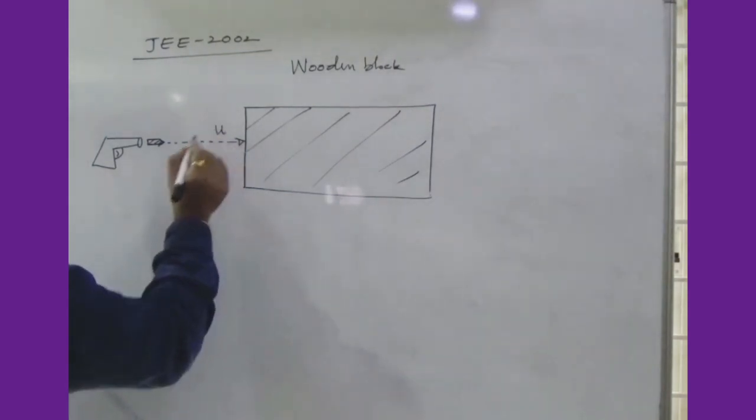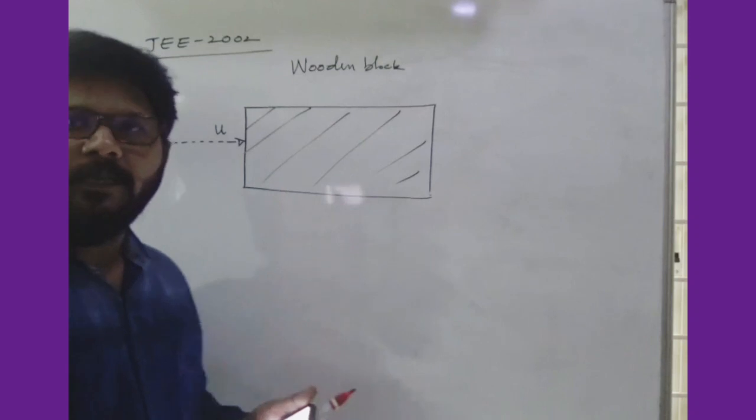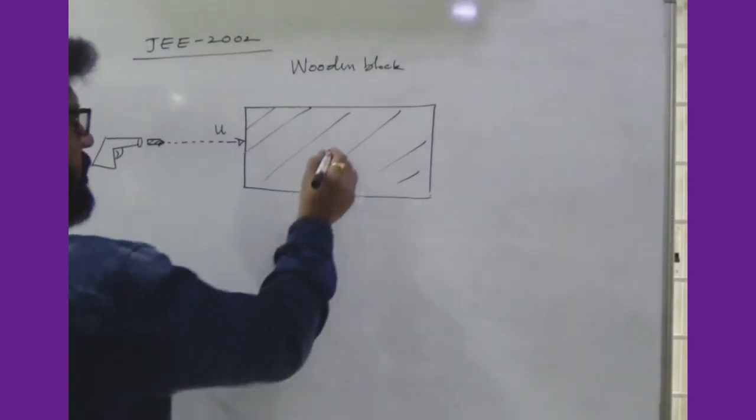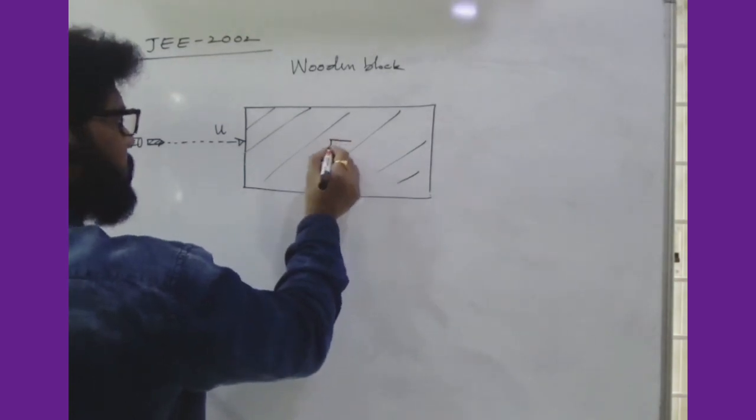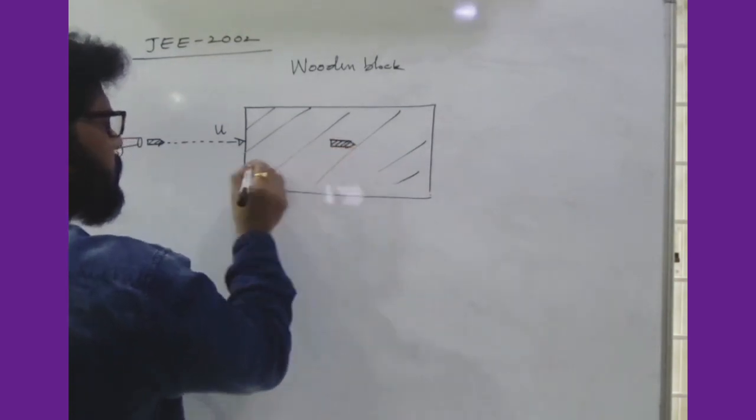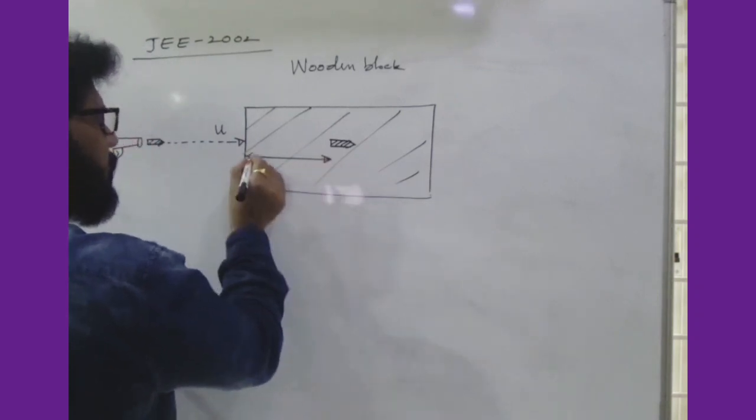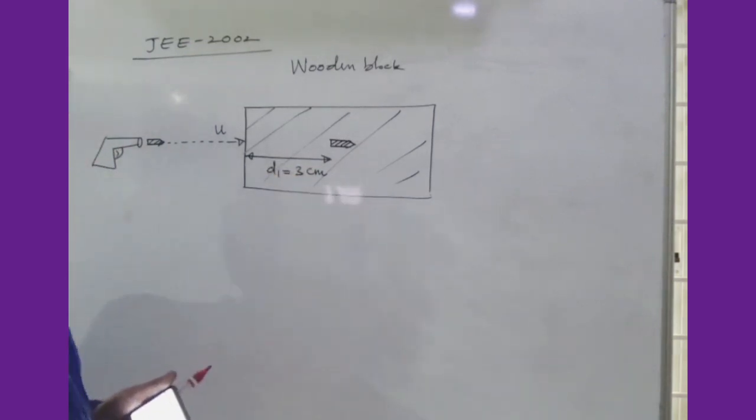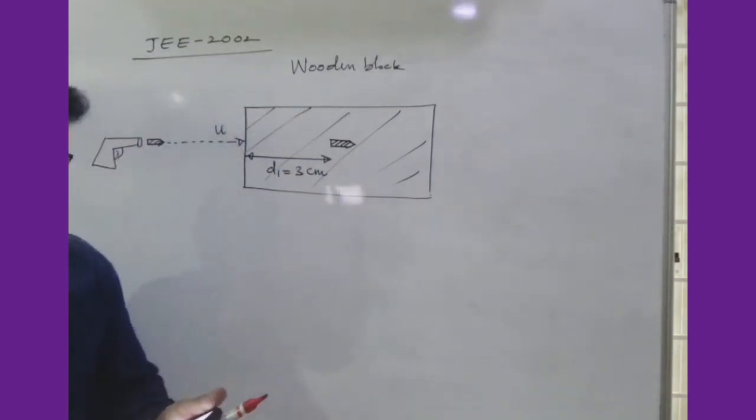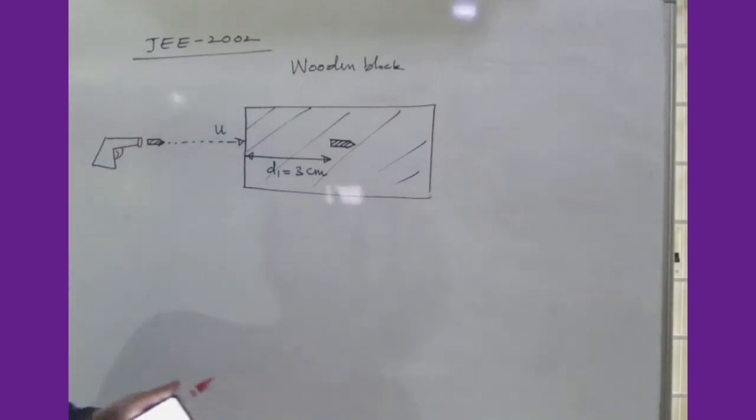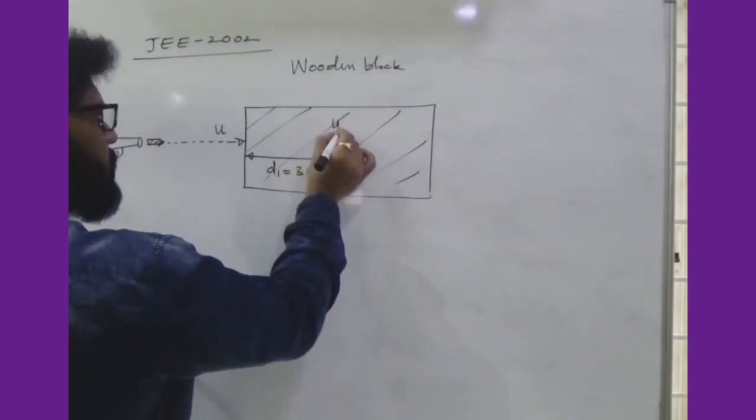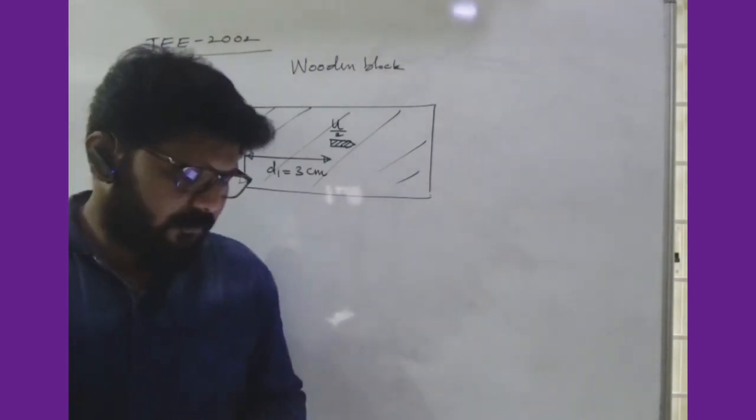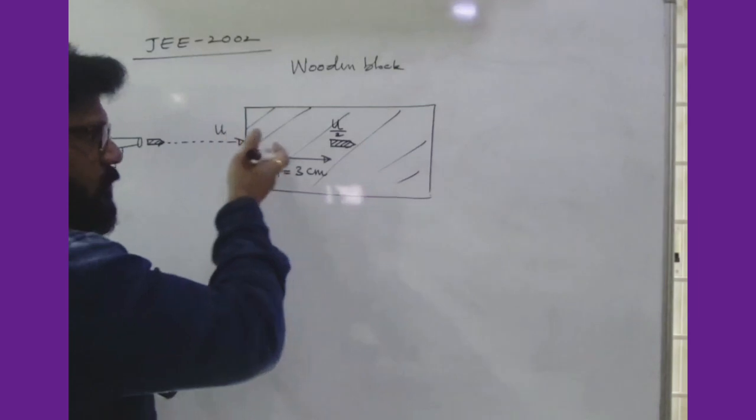Let me take u as the initial velocity. It is entering with initial velocity u. On penetrating 3 centimeters, that means when it reaches this point, let me take this distance as d1 equal to 3 centimeters. When it has penetrated 3 centimeters, its velocity becomes u by 2, half of u. That means now the velocity is u by 2. Right. Now he is asking how much will it penetrate before coming to rest. So it is going forward.